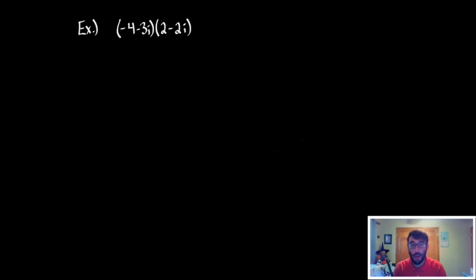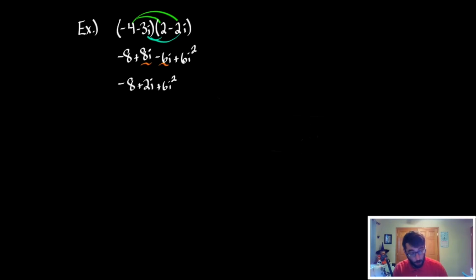All right, so let's take a look at another multiplication problem. So we have -4 minus 3i times 2 minus 2i. Now, just like with any other multiplication problem, as if we were multiplying two binomials together, we would distribute the first term into everything in the second polynomial, where in this case, we're distributing the -4 to everything in the second complex number. So we get -8 plus 8i. Then we are going to distribute the -3i to everything in the second complex number to get -6 plus 6i squared.